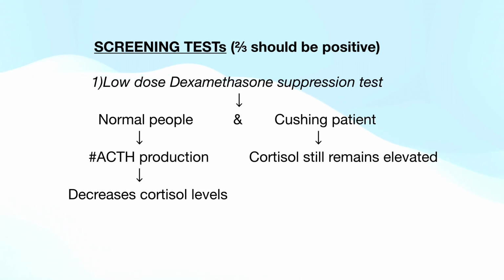The first one is low-dose dexamethasone test. In this test, when dexamethasone is given, in normal people, it should decrease the production of ACTH. So, in these people, we should find low cortisol levels. Whereas in Cushing patients, the cortisol levels still remains high.